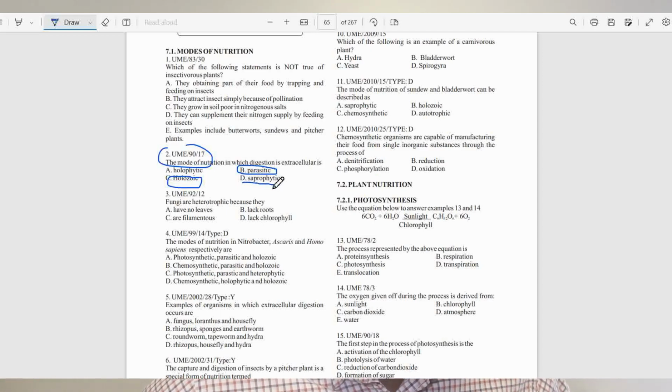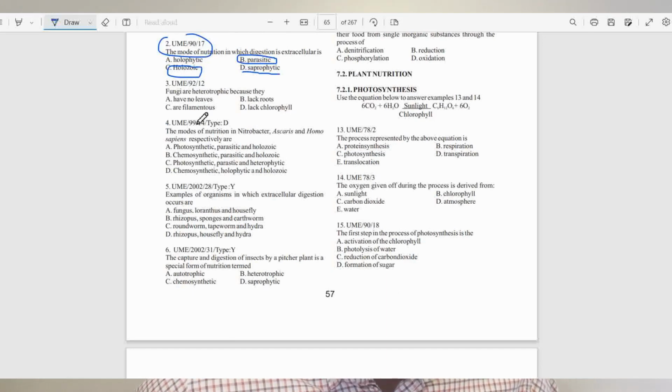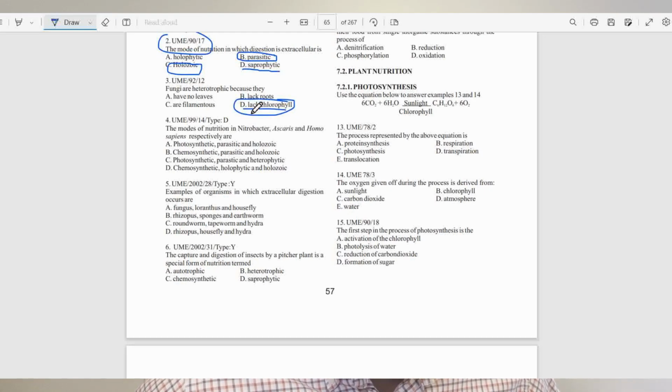Saprophytes usually digest their substrate outside their body before absorption takes place, and this digestion outside is called extracellular digestion. So another example, another question. Fungi are heterotrophic because, why are they heterotrophic? Of course, because they lack chlorophyll, all right? So they cannot manufacture their own food.